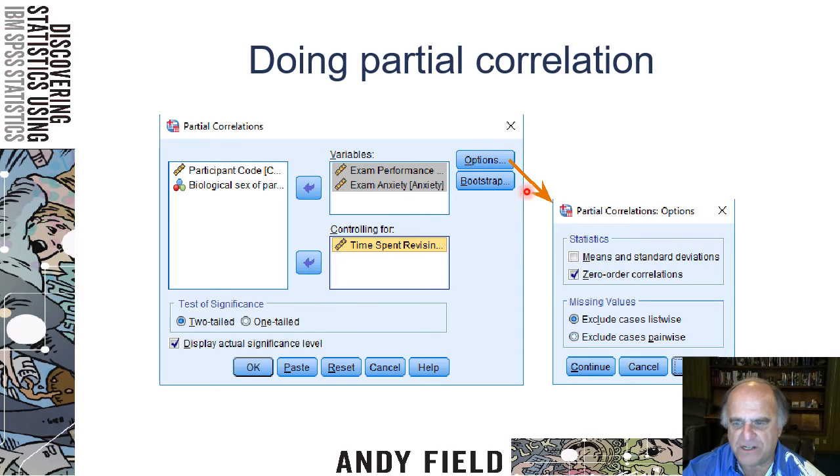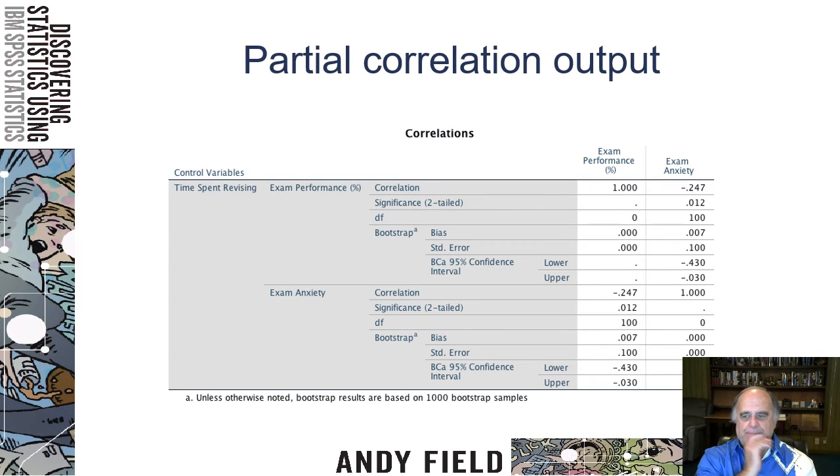We have certain options. We can do zero order correlations. We can do means and standard deviations. Even though Field hasn't done means and standard deviations, I always like to do means and standard deviations. Again, we have two-tailed tests, and we're displaying the actual significance level. We would hit OK, and it'll move on and do the calculations. Field shows you here the calculations. So this is showing you the correlation between exam performance and exam anxiety after we control for time spent revising.